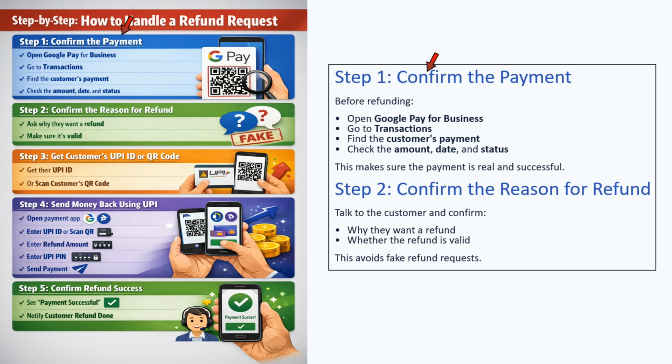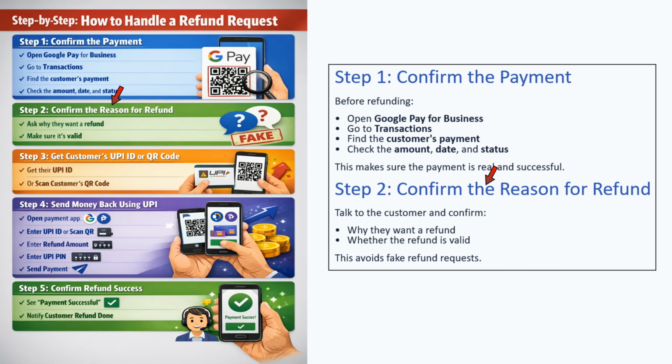Step 1. Confirm the payment. Before refunding, open Google Pay for Business, go to Transactions, find the customer's payment, and check the amount, date and status. This makes sure the payment is real and successful.